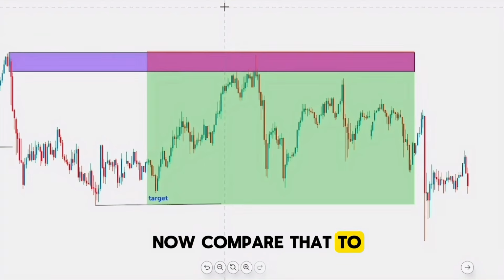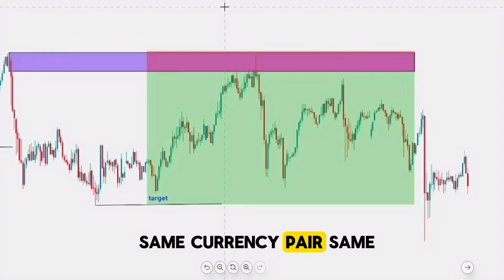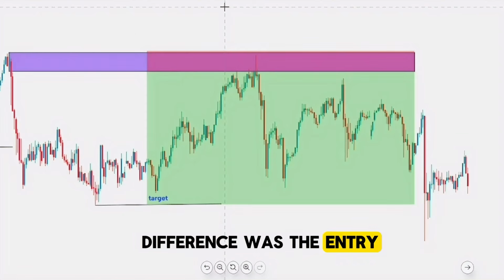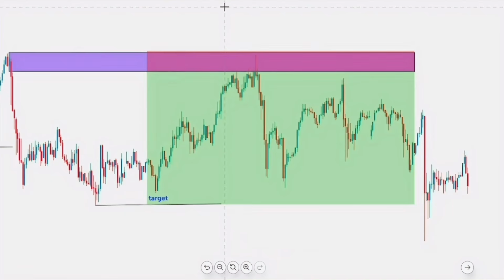Now compare that to the trade we had on the 4-hour time frame. That setup gave us less than 3 risk to reward. Same currency pair, same market direction, same target. The only difference was the entry. That is why refinement matters.